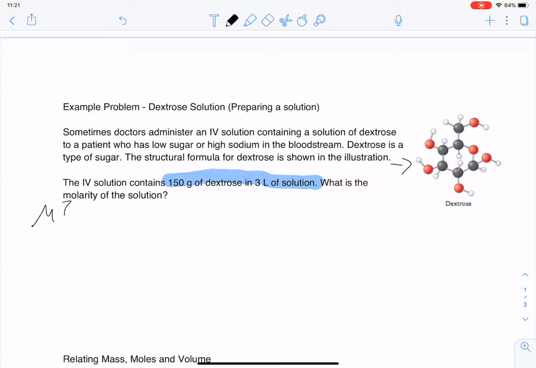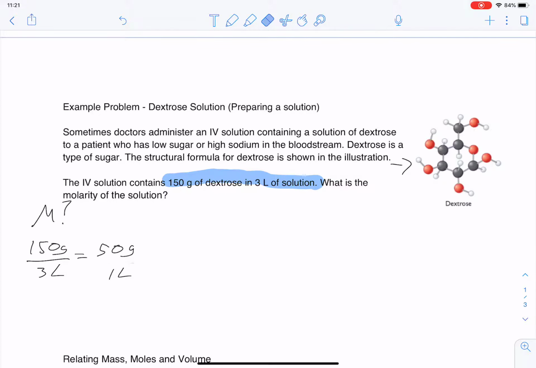So we are trying to find the concentration. To start, we're going to take that 150 grams of dextrose divided by 3 liters and simplify that, because we usually want to be dealing with a certain amount of grams over 1 liter. So we do 150 divided by 3, and we get 50 grams per 1 liter. That is how much dextrose is in that solution: 50 grams for every 1 liter.